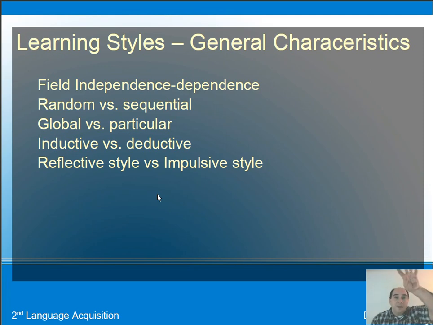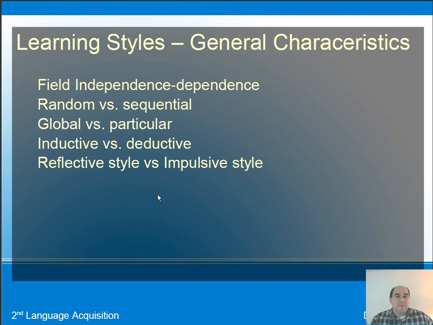Inductive is where you begin with a main idea and you drill down into all the little details that are there, or deductive, where you have all the little parts and you build up to a main idea or a main concept. Lastly, you've got reflective style versus impulsive style. A reflective style are those who think about things before they act. They analyze. They're more abstract in trying to understand everything before they go ahead and do something.